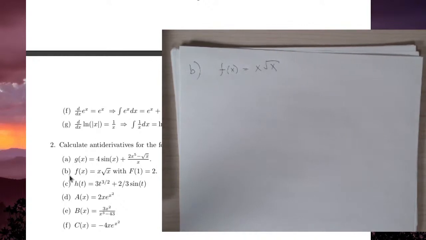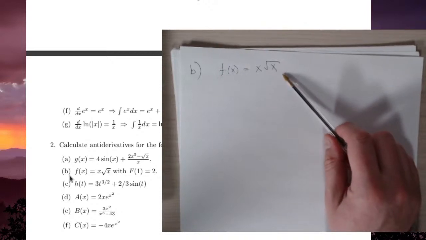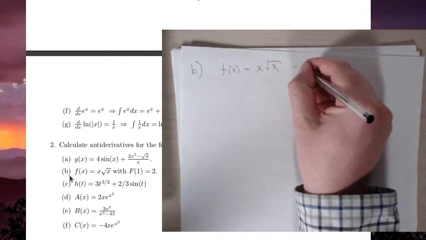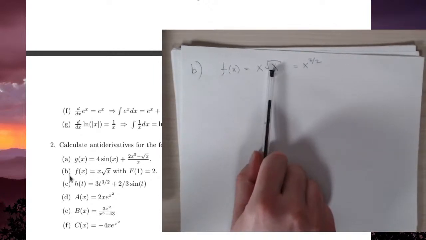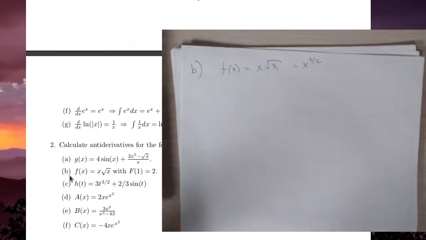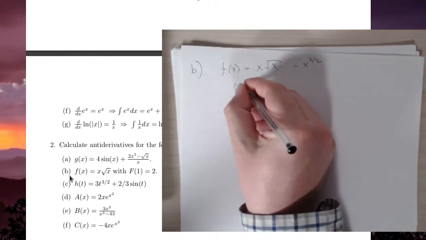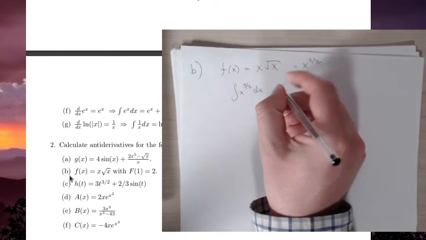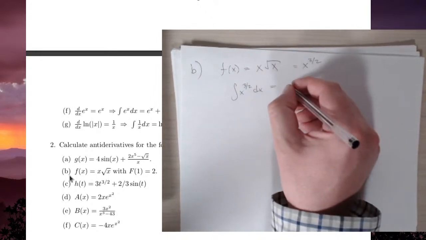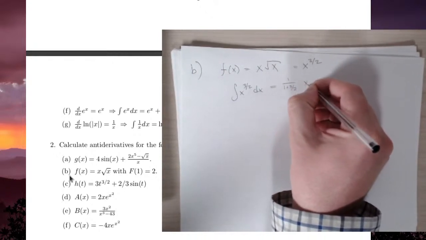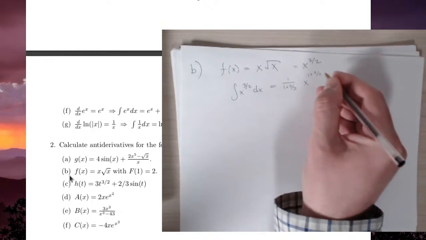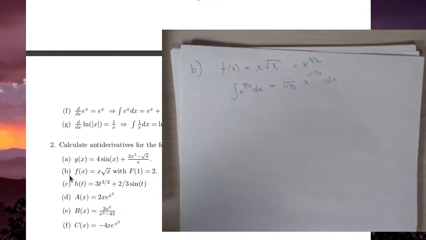So here's our function. We want to find the antiderivative of this guy. The easiest thing to do here is just convert this to exponential notation. This is x to the 3/2, right? Because this is x to the 2/2, and this is x to the 1/2, so you get x to the 3/2 total. So then the antiderivative of x to the 3/2 is, this is not too bad, right? It's 1 over 1 plus 3 over 2, times x to the 1 plus 3 over 2, dx.